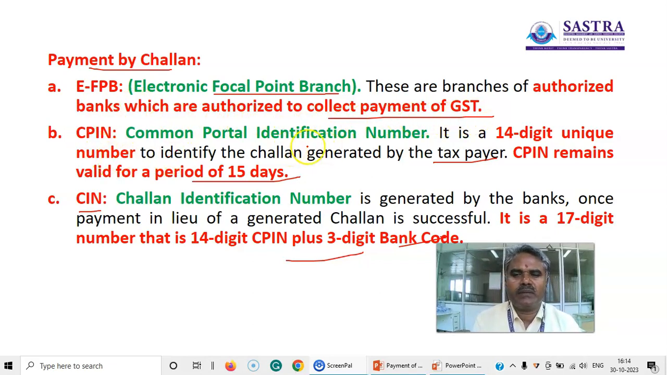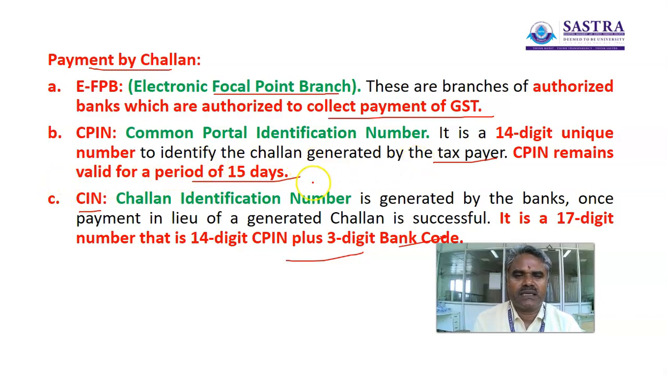CPIN, Common Portal Identification Number. It is a 14-digit unique number to identify the challan generated by the taxpayer. CPIN remains valid for a period of 10 days. So once you create it, it should be valid. It is valid only 15 days.